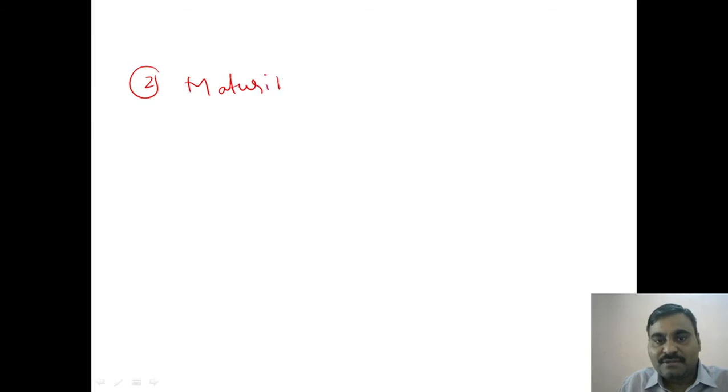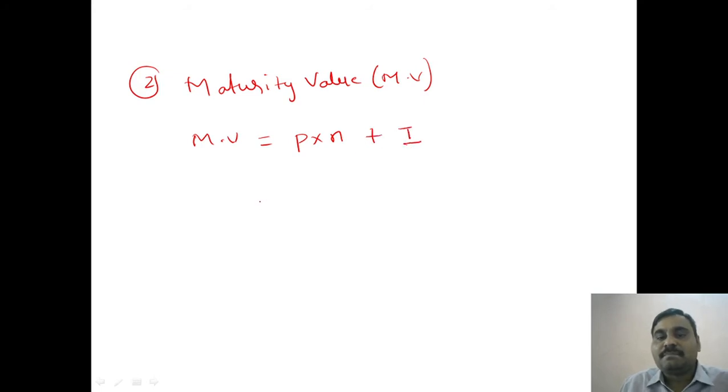So what is this maturity value? Usually if we keep the money in the bank for a certain time, say 18 months, 2 years, 3 years, 5 years, every month we will be depositing the money in the bank, and at the end of the time of the account, when you are going to close it, we will get a lump sum amount. That lump sum amount we call the maturity value. So the maturity value formula is MV equals the sum deposited, P into N, plus the interest: P into N plus I.